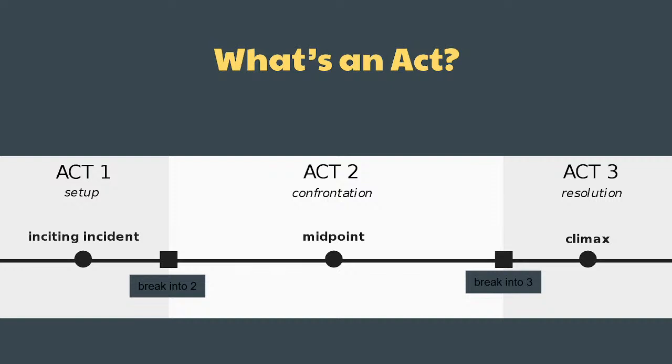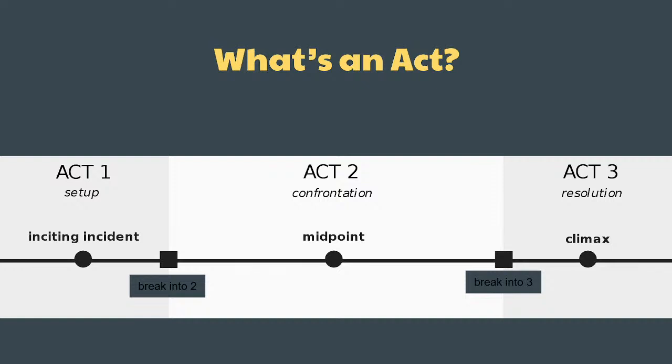Our first group of scenes is the setup. That's going to take us to a break into two. When we transition from one act into another act, we call that an act break, not a plot point, which they do in a lot of novel writing courses, so don't get confused. We call these act breaks.